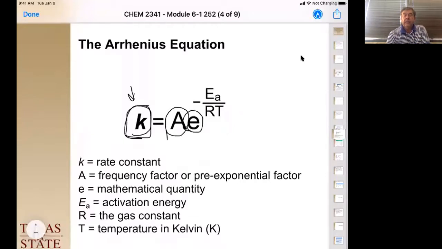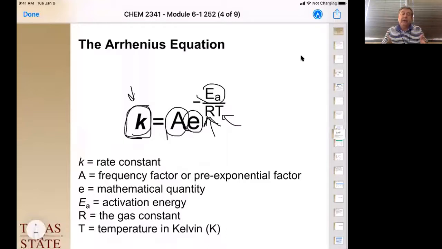Then we have E, that's the opposite of natural log, the activation energy, the rate law, I'm sorry, the ideal gas constant, and temperature in Kelvin. Okay. Good. What's a nucleophile and where do we find them? That's toward the end of this talk, so keep that in mind. We're going to talk about that today.